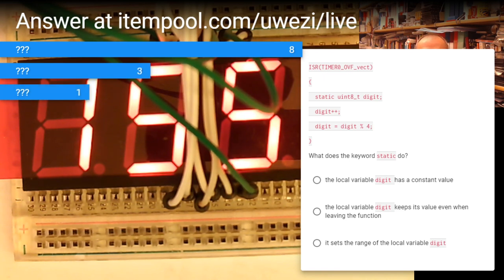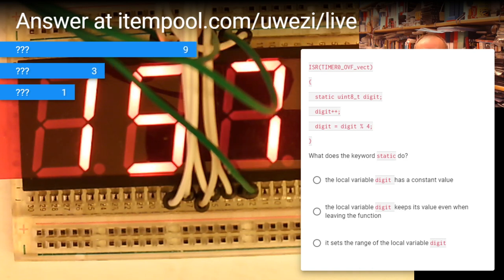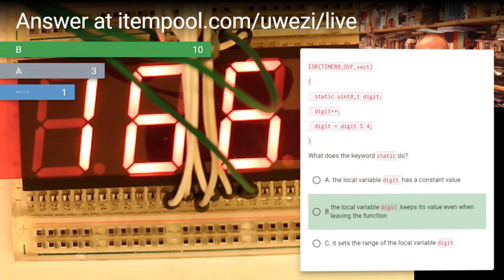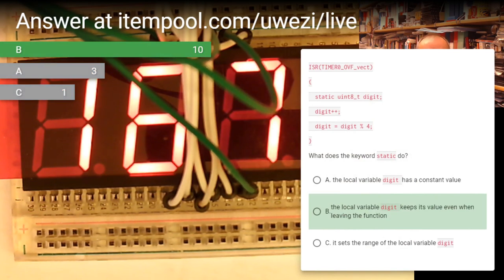Okay, did I put up 3 options? Oh yeah, it also sets a range of the local variable digit. It's the third option, yes. I forgot that I put 3 options there. Okay. 9, 10, 3, 1, okay. Let's see what you say. And yes, the majority was right.